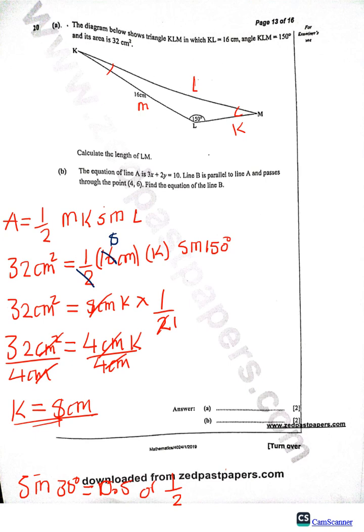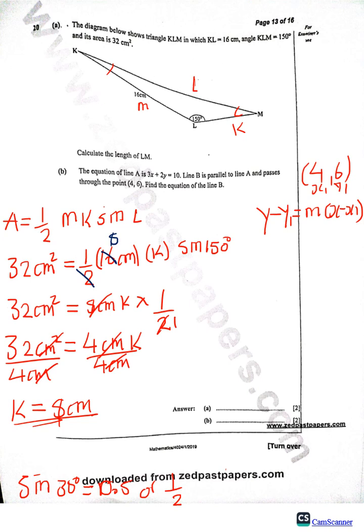Now let's move on to question B. The equation of the line A is 3x plus 2y is equal to 10. Line B is parallel to line A and passes through the point 4,6. Find the equation of line B. So the formula for the equation is y minus y1 is equal to m times x minus x1. So I've been given the pair of coordinates 4,6. So this is our x1, this is our y1. So the work that is here is we need to find the gradient of this line A.